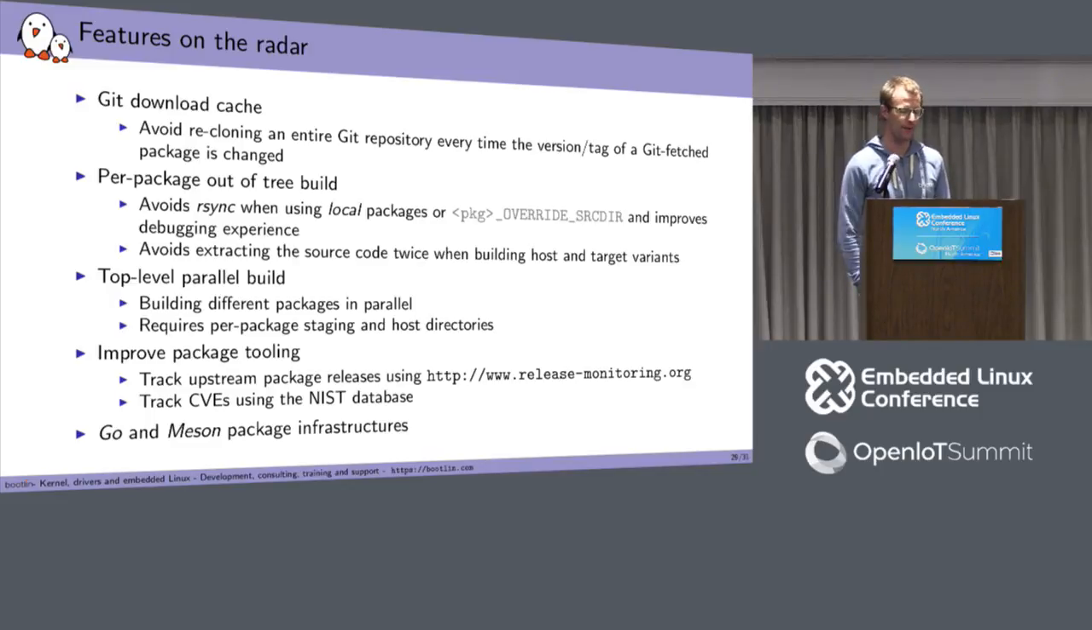What do we have? We have a Git download cache. So right now, if you fetch a package from a Git repository, Buildroot is going to do a clone and then generate the tarball on the side, so that if you do the build again with the same Git repo and same version, it's going to reuse the tarball you have locally available so you can do an offline build. But if you change the version of that package, it's going to do a clone again from scratch and re-download everything. So it means that if you're just bumping your kernel version from one tag to the next tag, every time you do this update, you pay the price of a complete Git clone, which isn't really nice.